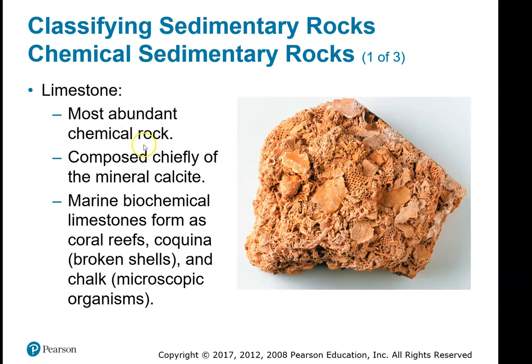That's a really good example. It's composed chiefly of the mineral calcite. I mentioned this before, right? It's calcium and carbonate, this chemical bonded together. Let's say you have a lot of marine life that, through their living organisms, will actually use the calcite, and eventually limestone is formed, right?